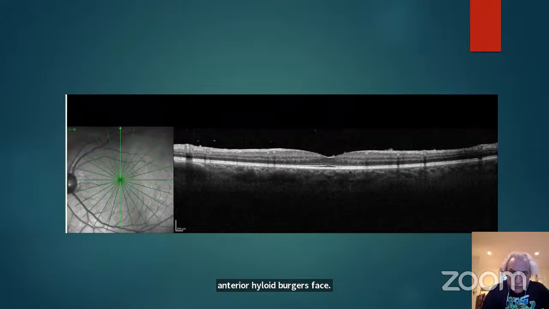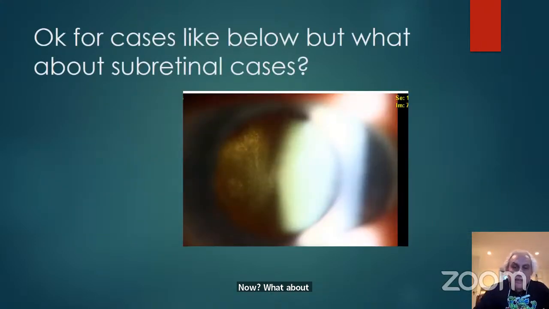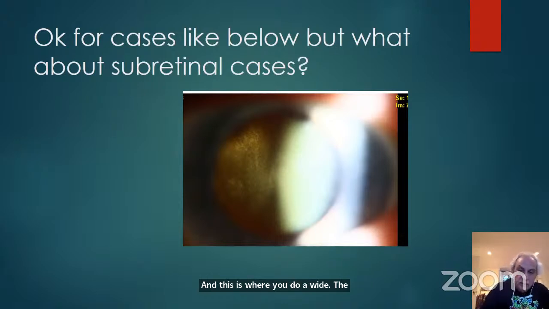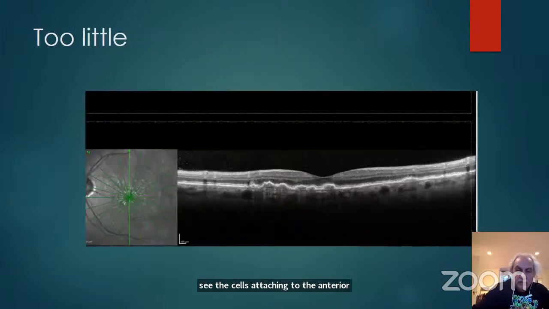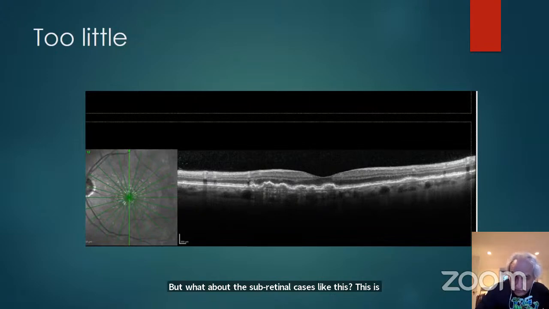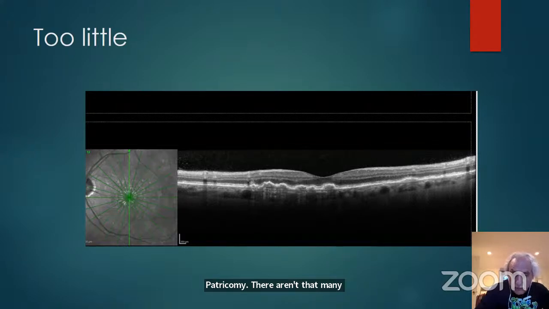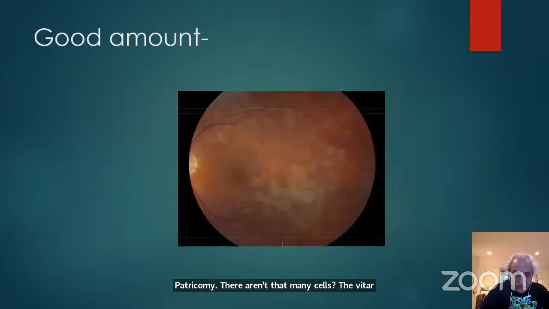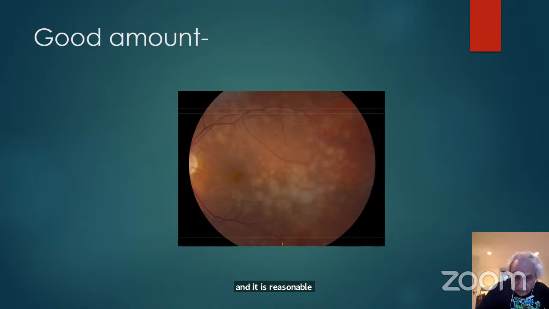Now, what about cases like below? Well, obviously, those are easy, and there's plenty of cells to be had, and this is where you do a wide vitrectomy, and you can see the cells attaching to the anterior hyaloid face. But what about the subretinal cases like this? This is not one where I would consider a vitrectomy. There aren't that many cells. The vitreoretinal lymphoma cells are mainly underneath the retinal pigment epithelium, and there's not that many of them. On the other hand, this case has sufficient, and it is reasonable to consider doing a vitrectomy.